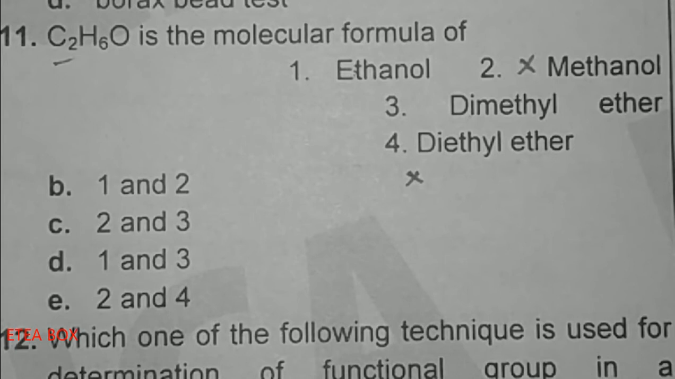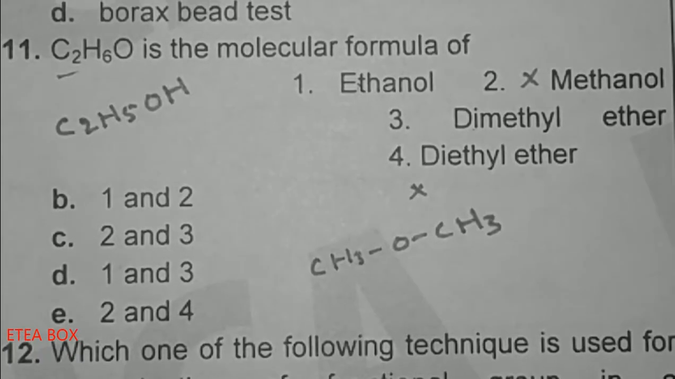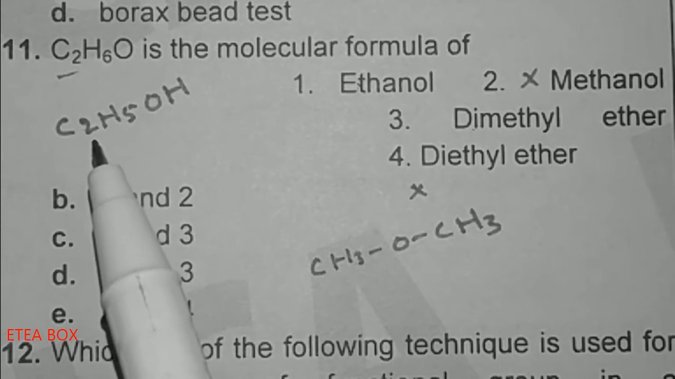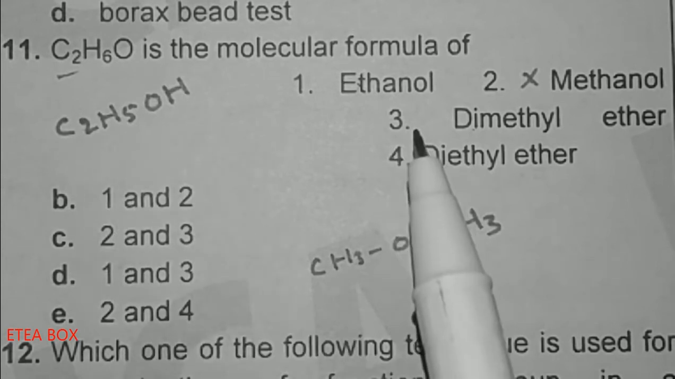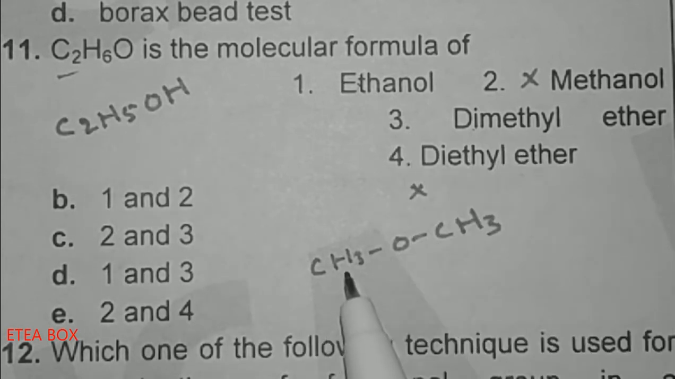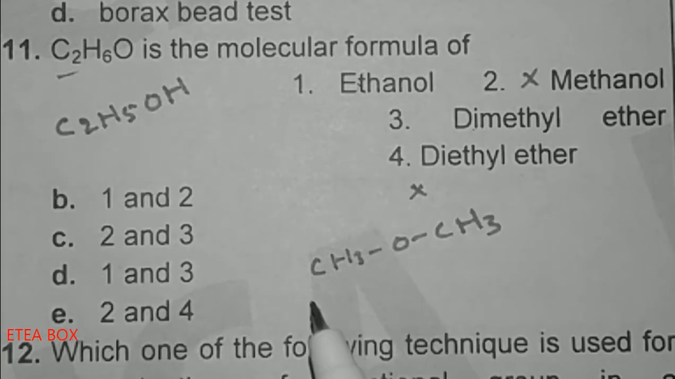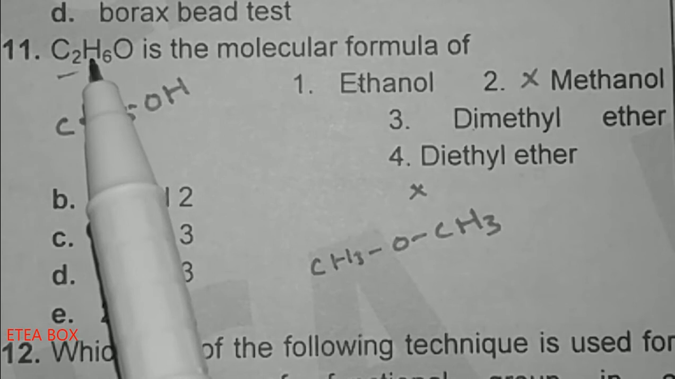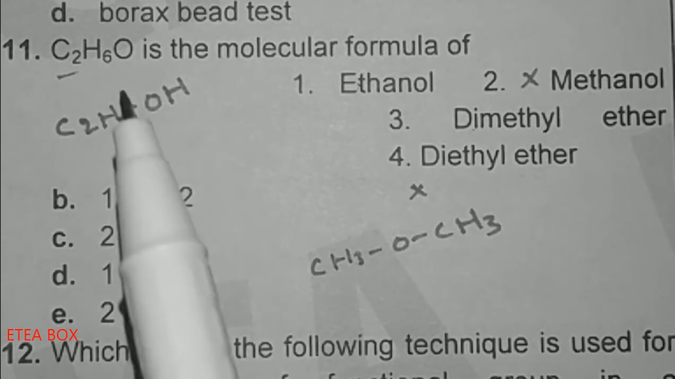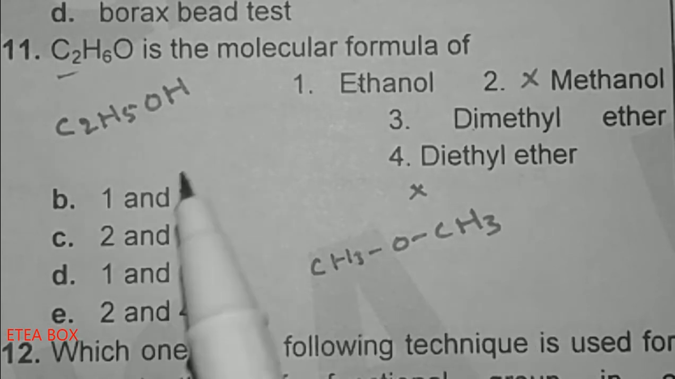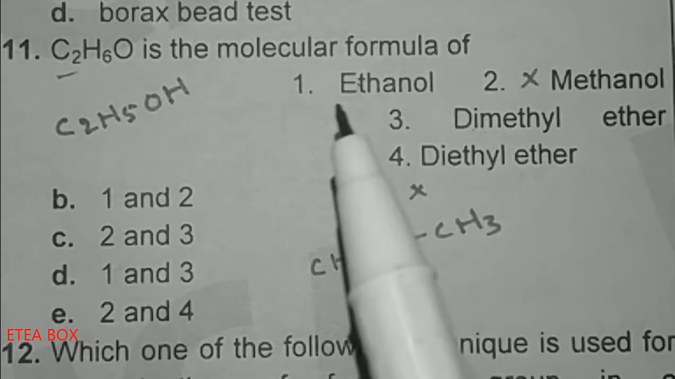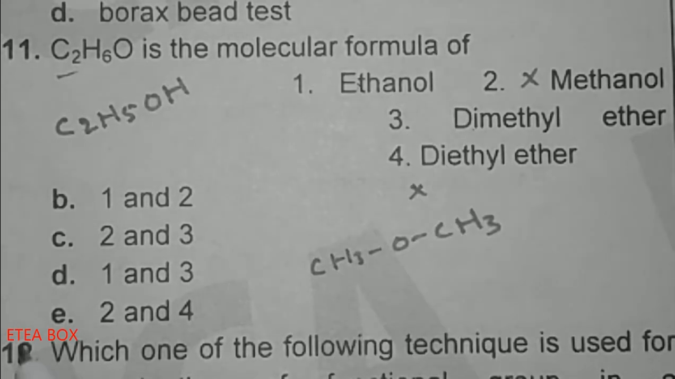Now we have to see whether it is ethanol or dimethyl ether. Look at here, the formula for ethanol is C2H5OH, and the formula for dimethyl ether is CH3OCH3. So 1, 2 carbons, and 1, 2 carbons. Hydrogen is 6, so 5 plus 1 is 6, and 3 plus 3 is 6, and oxygen is 1. So it means that 1 and 3 is the correct one. Look at here, 1 and 3.